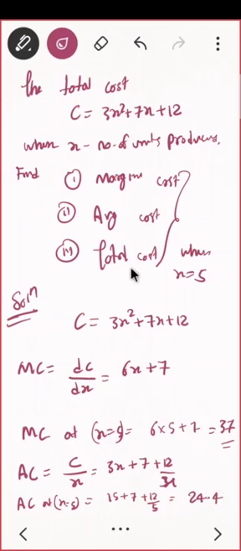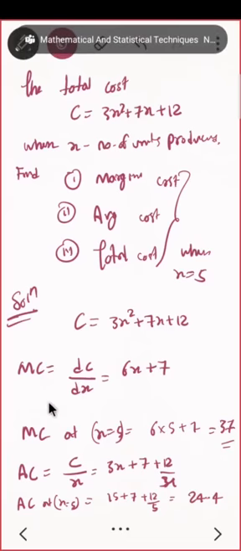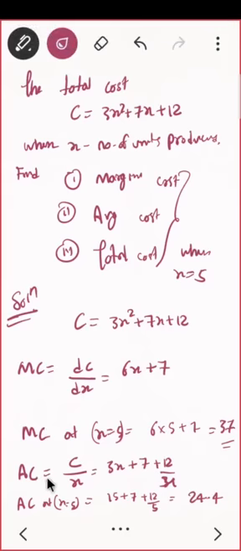That is total cost at x equal to 5. This is your total cost. In this, put x equal to 5 and get the answer. That will be your total cost. Okay? Yes. Is that okay? Can you solve this type of problem? If your total cost is given, and you are asked to find marginal cost and average cost, you should be able to do that. Okay.